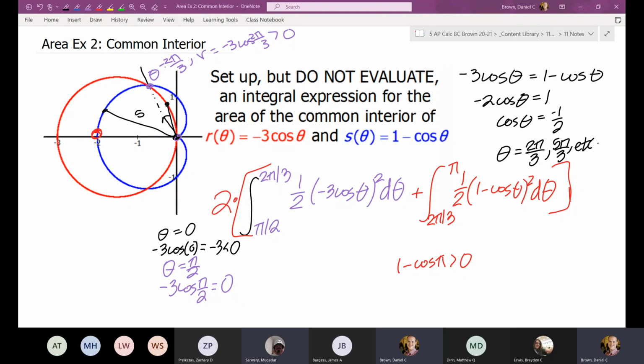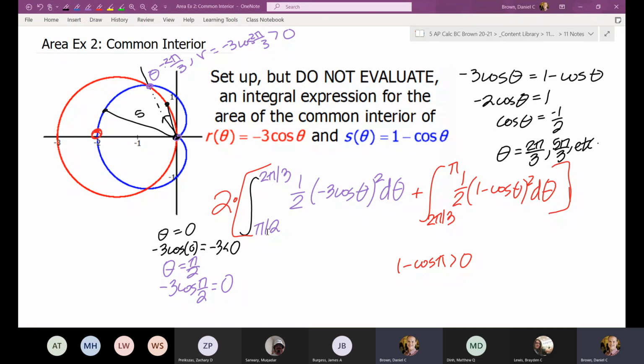I was going to say, why can we use pi over 2? I didn't understand how you got that angle. Why can't we use pi over 3 or pi over 6? Why did we use pi over 2? Why did I use pi over 2?